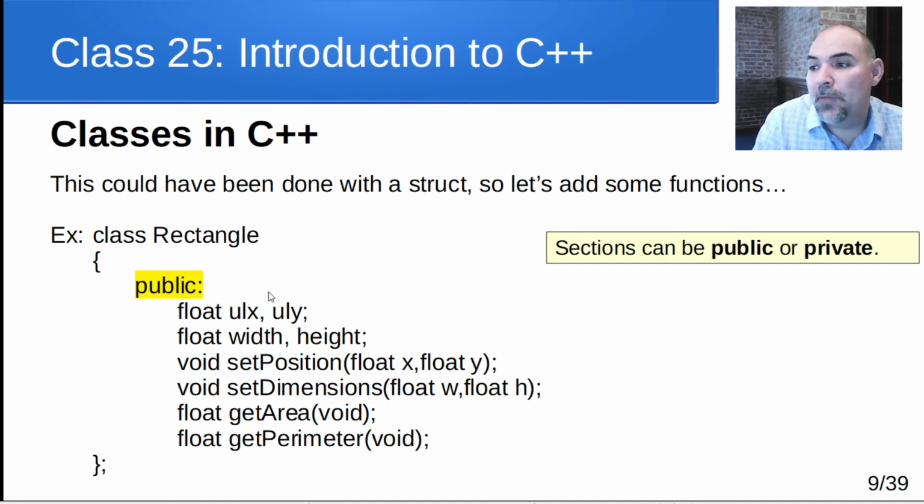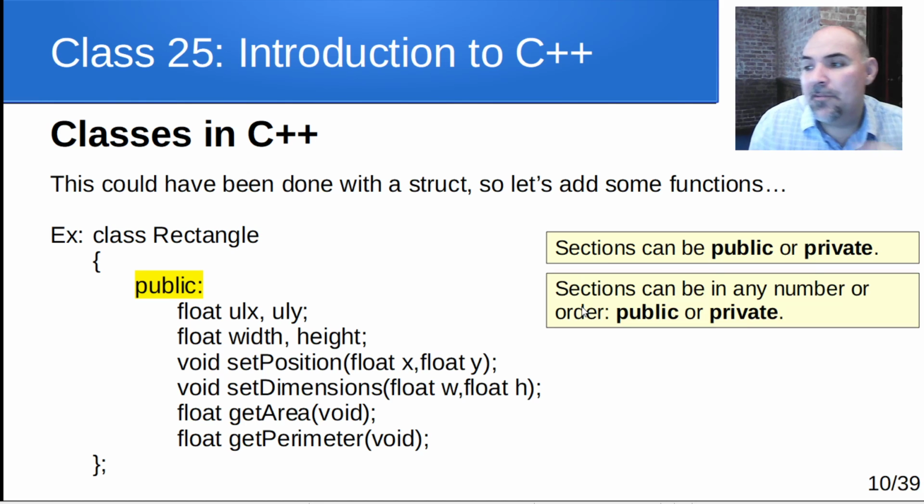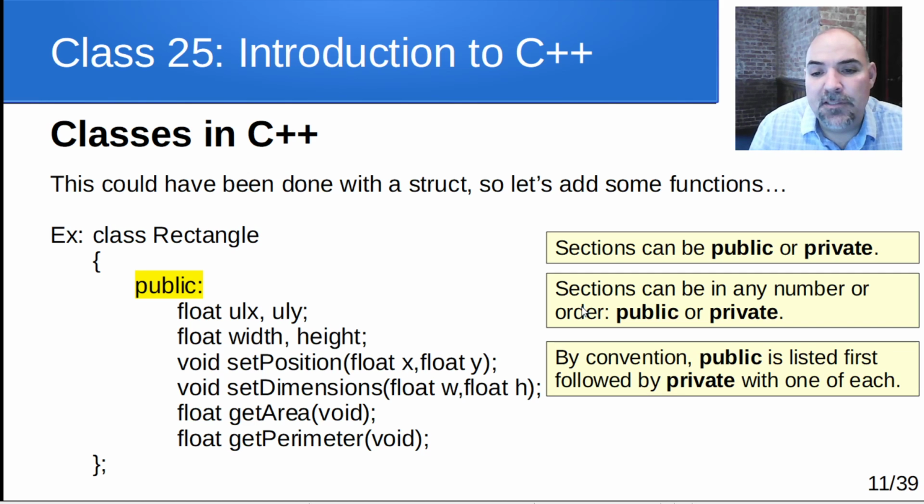Okay, so notice that we can have a section that's either labeled as public or private, and sections can be any number or order. So I could have public, list some variables, private, list some variables or methods, public again, private again. But generally, the way that it's set up is public is listed first, followed by private with one of each section. So generally, you only have 2 sections, public section, private section, with here's the public facing things, the things that are visible from outside the class. Here are the things that are private that are stored inside of it. And you just have those 2 sections.